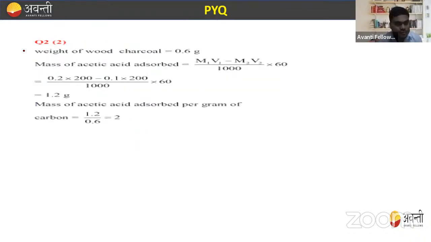So we know that the wood charcoal given is 0.6 gram. Now, mass of the acetic acid adsorbed is equal to (M1V1 minus M2V2) upon 1000 into 60. This is the general formula for calculating the mass. Now, on putting the values, you'll get the mass is equal to 1.2 gram. Now, what is the mass of acetic acid adsorbed per gram? The total weight of the charcoal is 0.6 gram. So 1.2 upon 0.6, that is 2. So per gram, that is the mass. I hope it is clear to you.